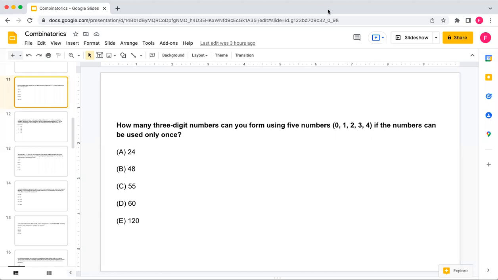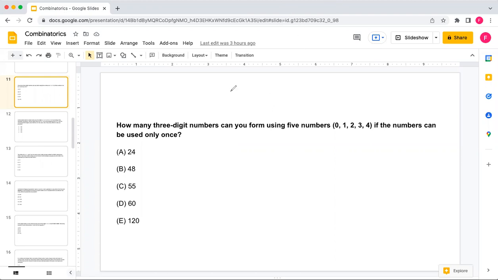Just quickly solve this. This is a very simple question. In this question, how many 3-digit numbers can you form using 5 numbers if each number can only be used once, right? So the condition is you have to make a 3-digit number from the 5 numbers available, 0, 1, 2, 3, 4. And the condition is this is without replacement. That means that each number can be used only once.